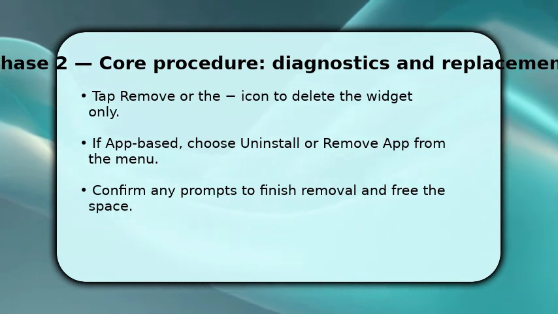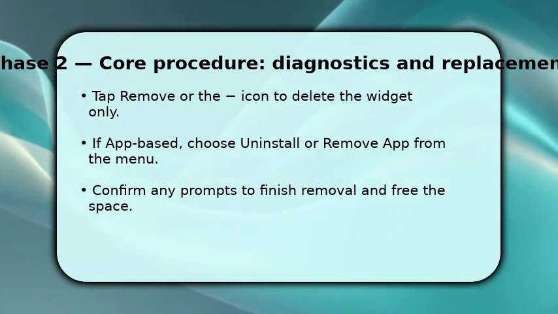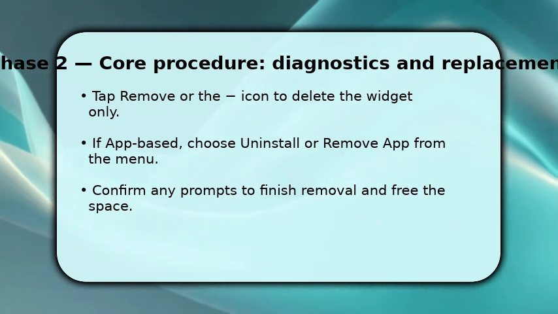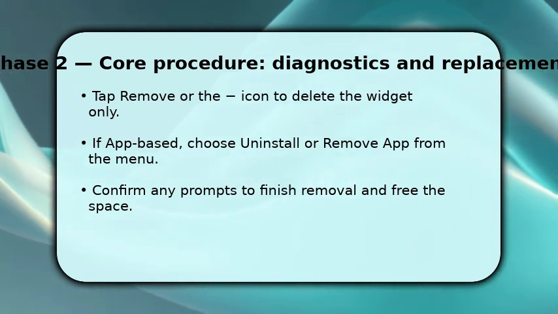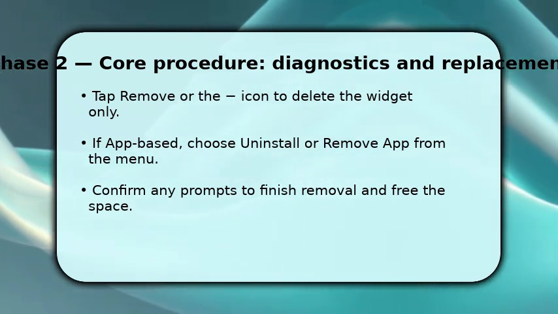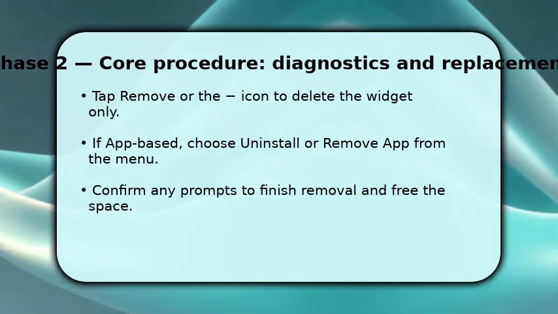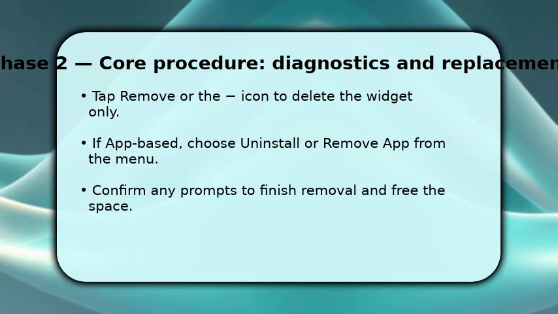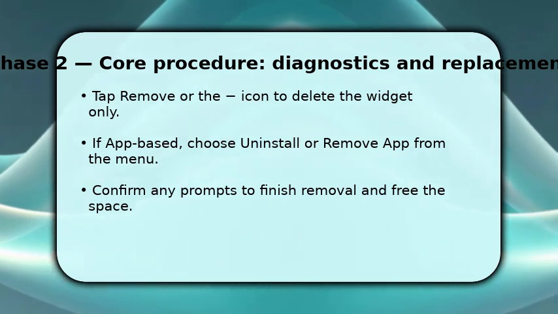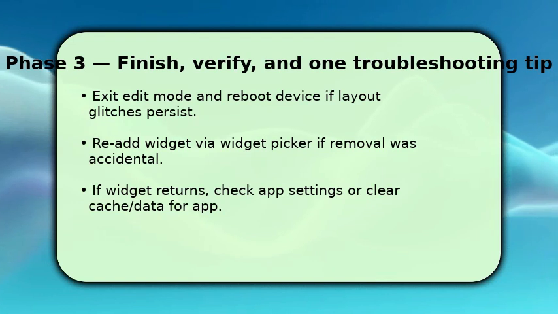If the widget is tied to an app, choose uninstall or remove app from the contextual menu. This deletes the app and its widget, so be cautious. Once done, the home screen reflows automatically. Make sure to press Done or Exit Edit Mode to save layout changes and verify the icon is gone. Finish by exiting Edit Mode and inspect the home screen to confirm removal.